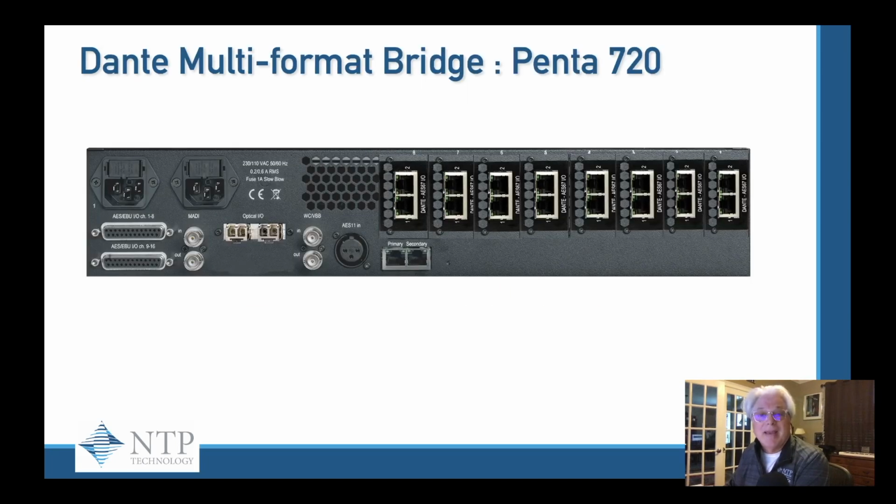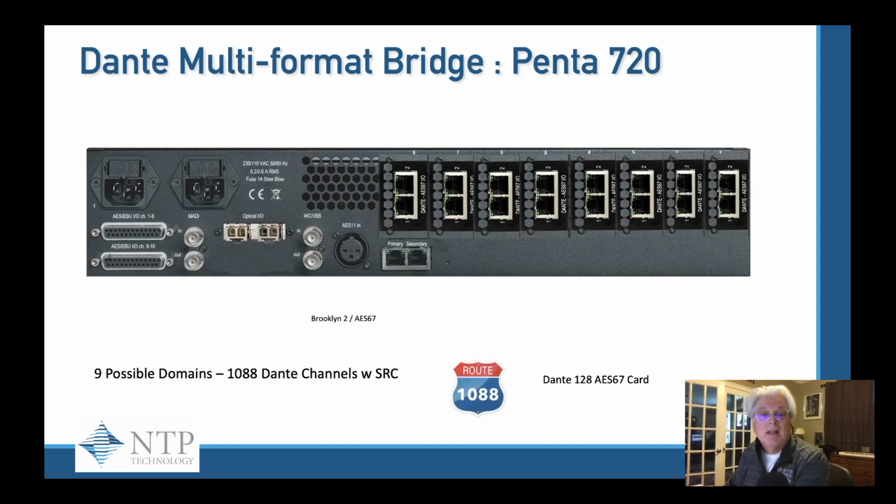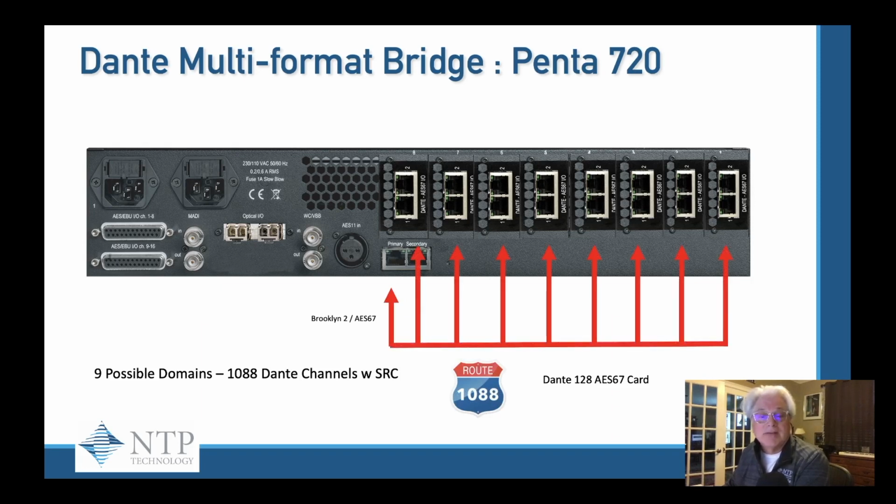So let's look at the back end of this 720. Here we have 9 possible domains. Using the Dante 128 AES67 card, we have 1,088 channels, the Brooklyn 2 card in the RJ45 port, and then we've connected 8 128 cards with lots of sample rate conversion and connectivity possibilities.